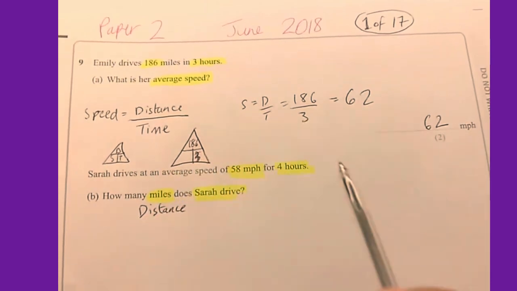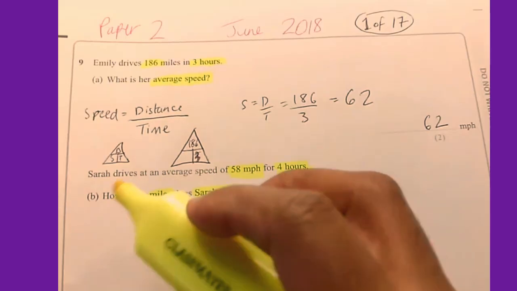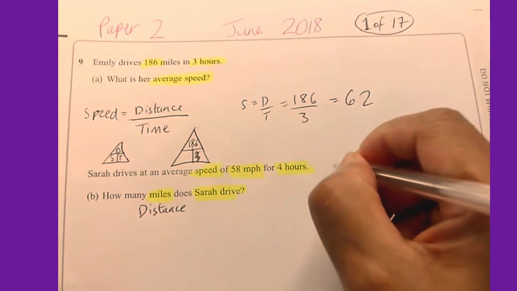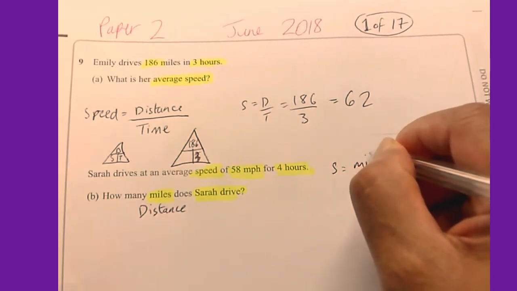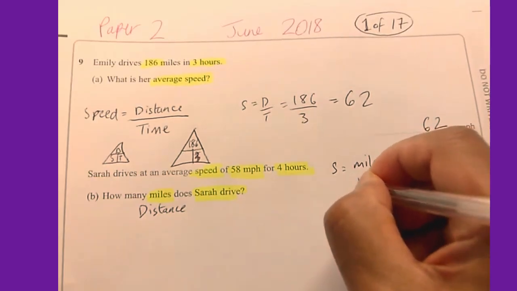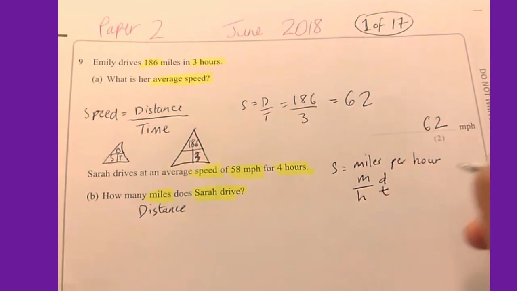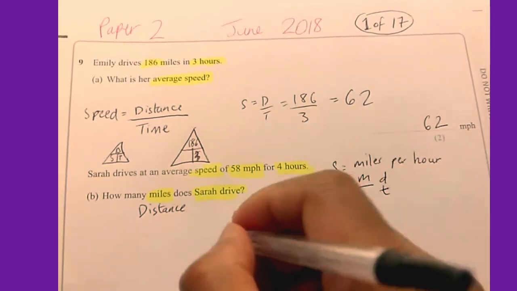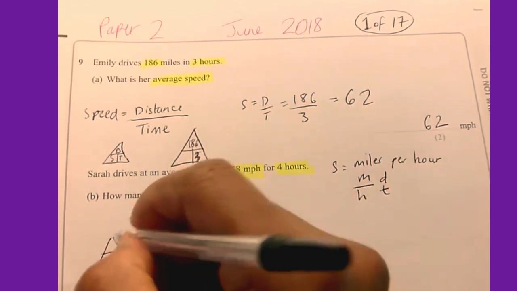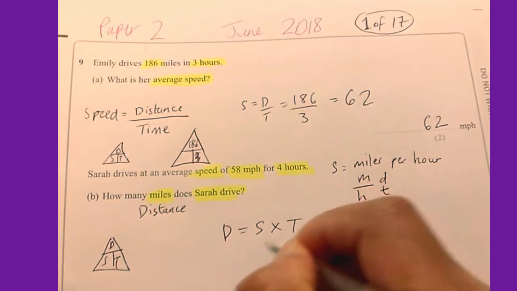And another thing, here's a little hint for you. If you don't remember the formula, our average speed is miles per hour. If you forget the formula, miles is distance and hour is time. So if we look at our distance, we've got it here from part A. Distance is at the top. Speed and time is at the bottom. So distance equals speed times time.